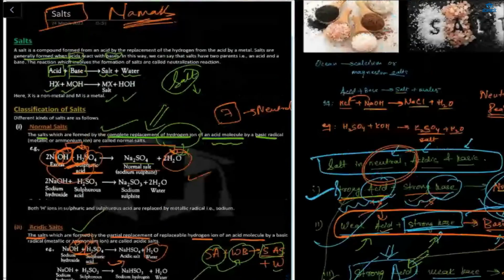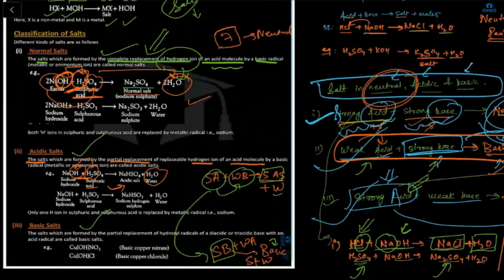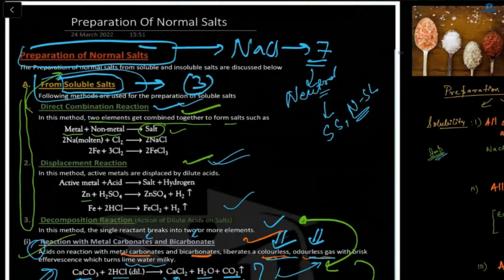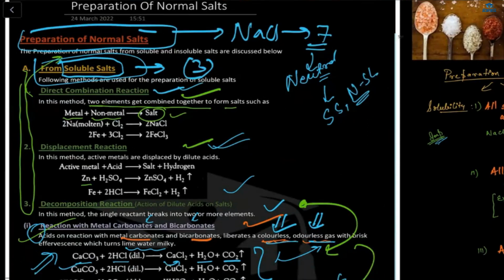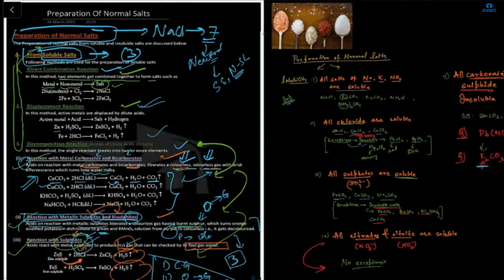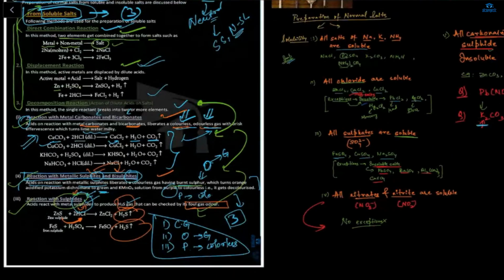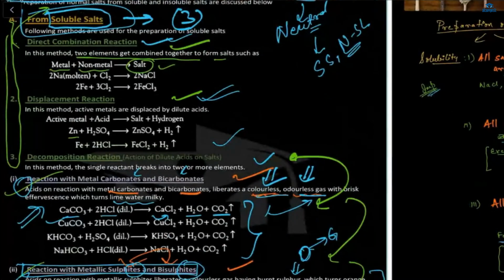So in the last class, we discussed the classification of salts, which is normal salts, acidic and basic. Normal salt is basically neutral, and the pH value is 7. And the preparation of normal salts, how we can prepare a salt with the help of two methods, from soluble salts and from insoluble salts. And in the soluble salts, we discussed three methods, which is direct combination reaction, displacement reaction, and decomposition reaction.